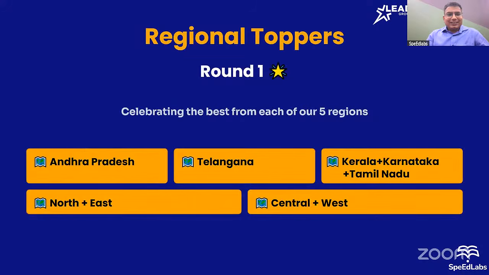All right. Now, apart from the national ones, we do have regional toppers also. That means we have categorized the students into 5 regions: AP, Telangana, Kerala, Karnataka, Northeast, North plus East, and Central plus West. These are the regional ones also. Those students who are not in the national list, we do have a regional list also. And we can see the students from the regional list also.